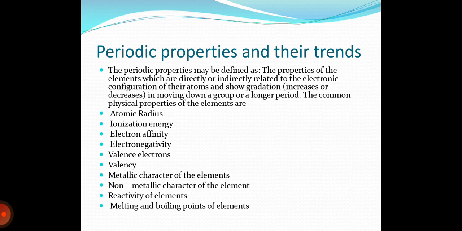electronegativity, valency, metallic character of elements, non-metallic character of elements, reactivity of the elements, and melting and boiling points of the elements. Now we are discussing atomic radius.